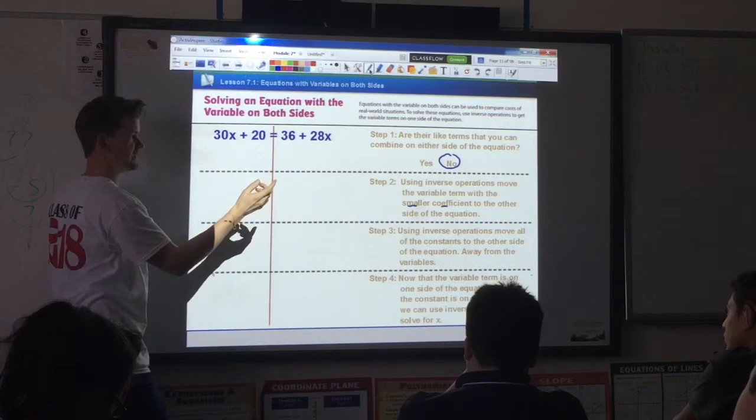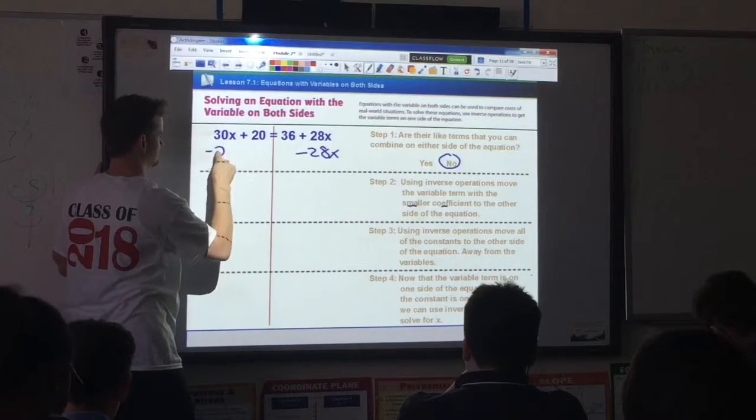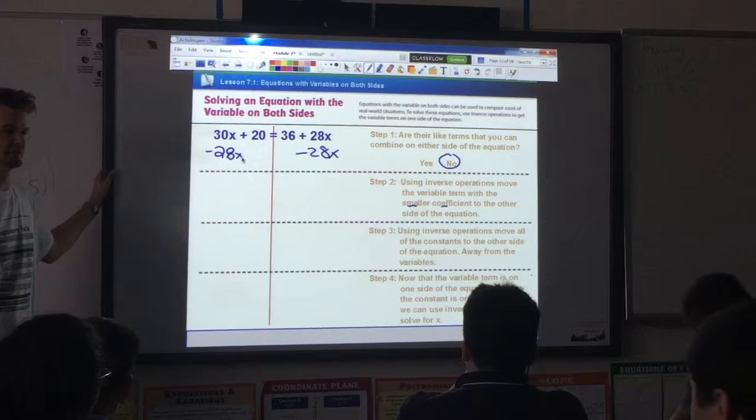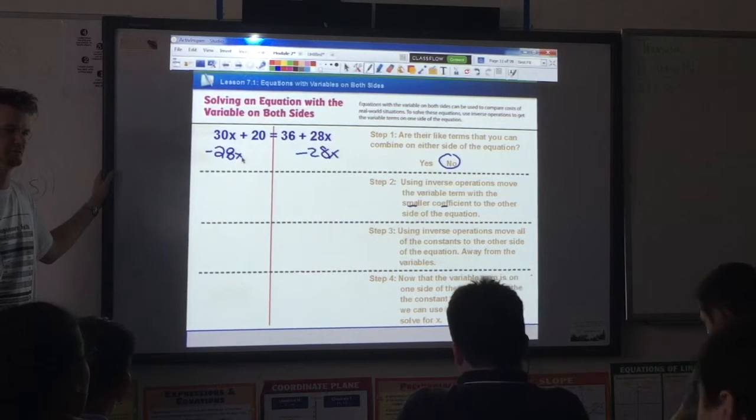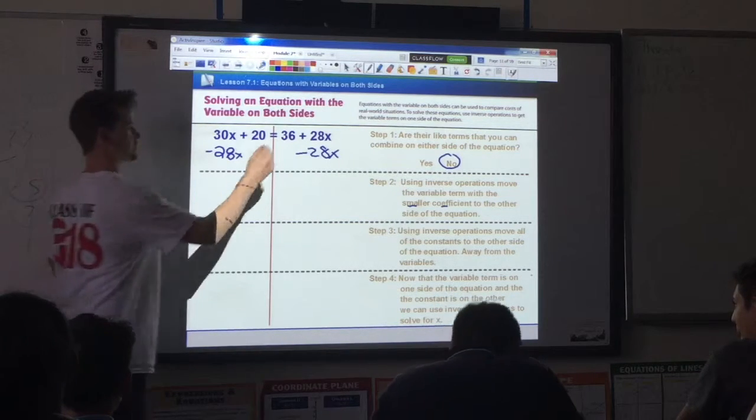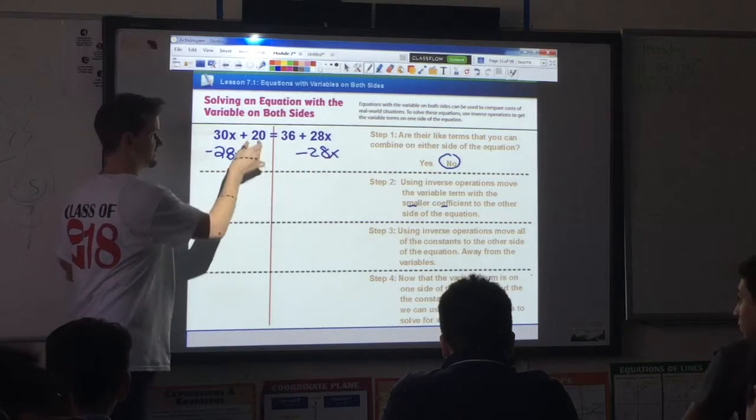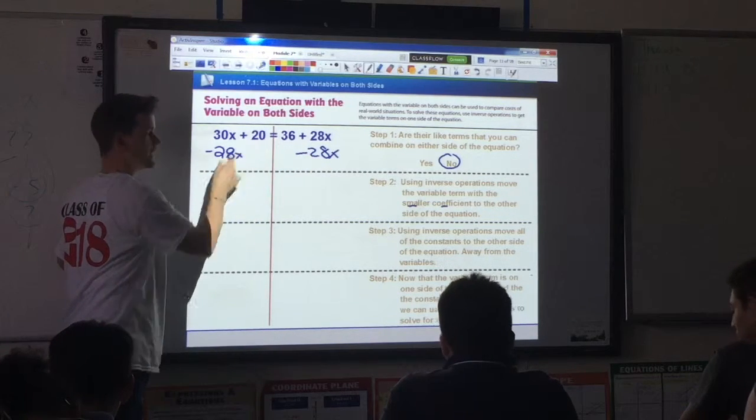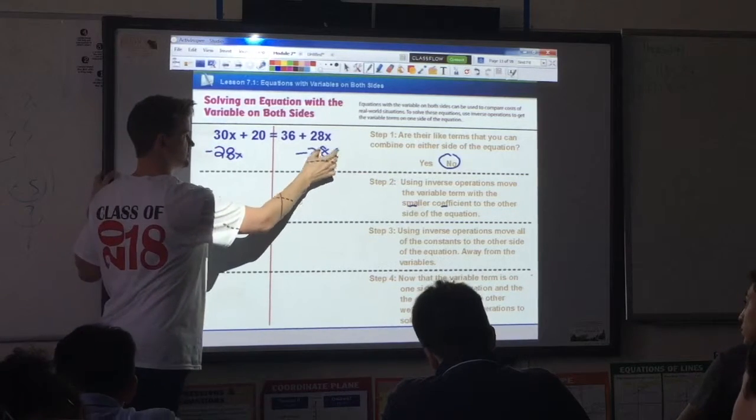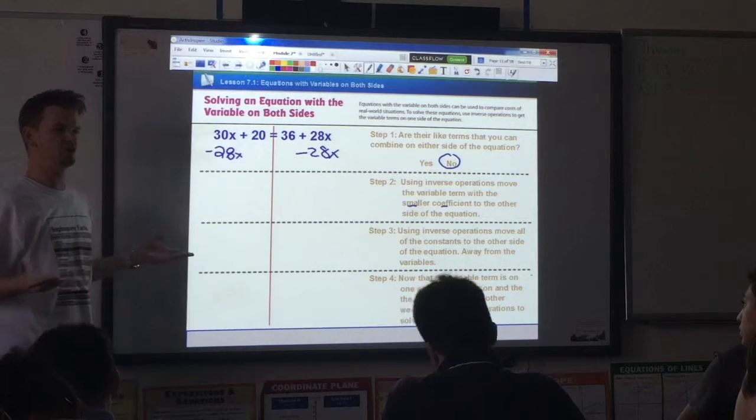What's the opposite of a positive 28x? Negative 28x. So I'm going to subtract 28x. You can't subtract the x. I said I couldn't divide out the x. I can subtract the x. Are we combining like terms right now? No, we're using inverse operations to move terms from one side of the equation to the other. And I cannot subtract 28x from 20 because those aren't like terms. But I can subtract 28x from 30x. I'm using inverse operations to move this term from here to here. Because remember, the goal when I'm solving an equation is to what?